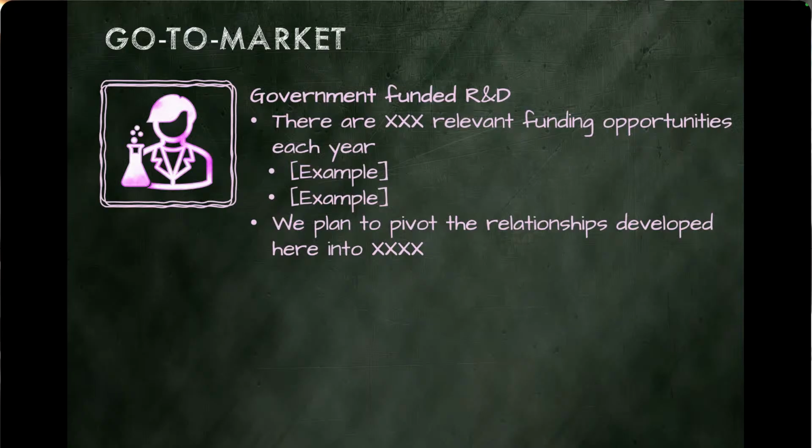Okay? And something like this might be how this could appear as a go-to-market slide. Your strategy here is government funded R&D, and then give it a little bit of detail. It's like, there are how many relevant funding opportunities, and this is giving the reader, the investor, a little bit of an understanding of, hey, does this company have one chance a year, roughly, to win an R&D contract that could grow into something, or are there 50 opportunities a year? What are their chances?